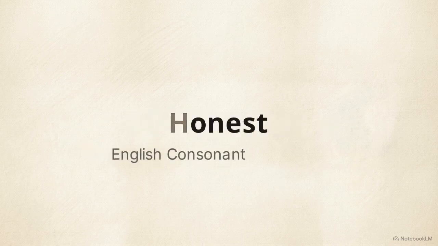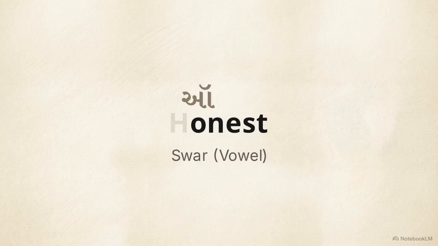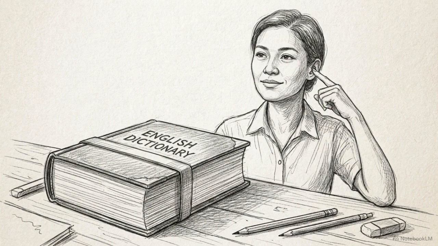Next, consider honest. It begins with the consonant h, so spelling suggests a, but the h is silent. Spoken, it's honest. The first sound is the Gujarati swar a. Being a vowel sound, it takes an honest man. By relying on Gujarati phonetics, you bypass the contradictory spelling exceptions of English. The test makers can't trick you if you trust your ears.